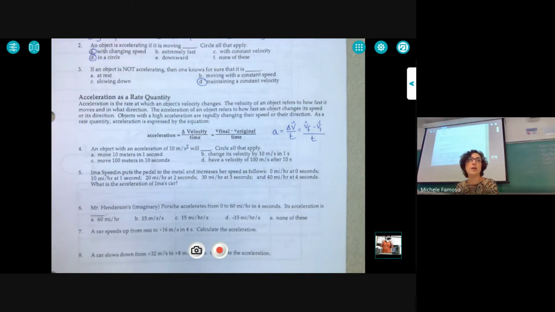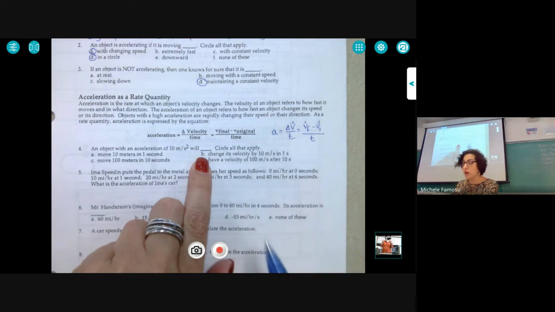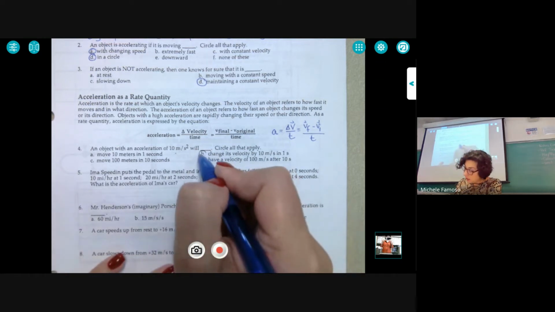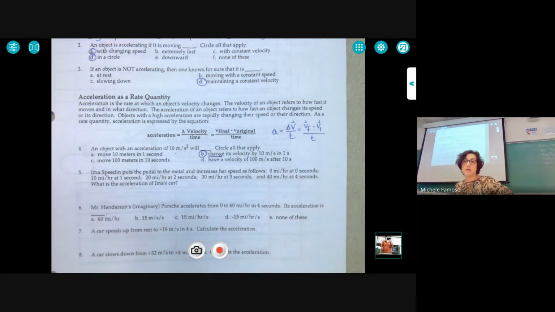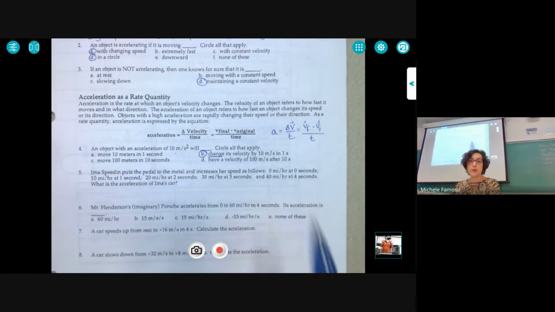I'm going to tell you only one of these is correct. Which one is it, Janelle? B is correct because look at the definition. It's a change in velocity over time. Which one talks about the velocity changing by a value of 10? That's B. B says there is the change in the velocity, 10 over 1. That would be the acceleration.